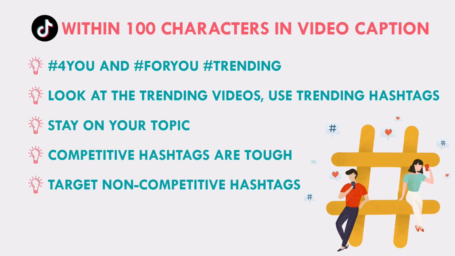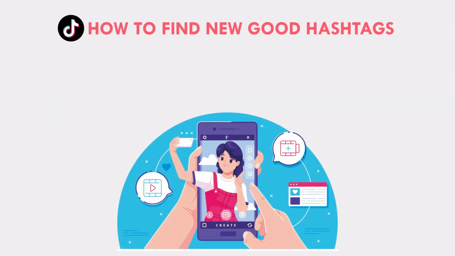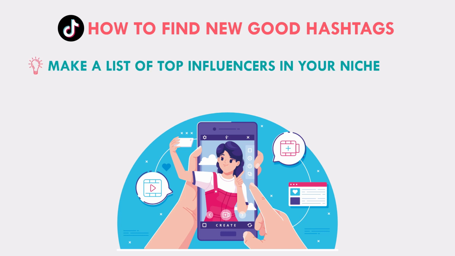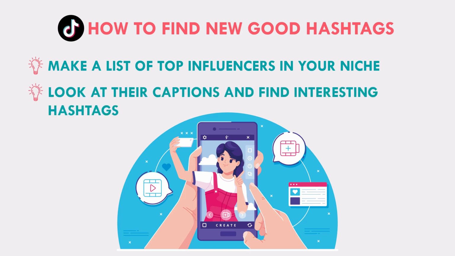Now let's talk about how to find good hashtags. And the easiest way to do it is make a list of the top influencers specifically in your topic, in your niche, because they're already using some of the good hashtags. Look at the captions of their posts. You'll find a lot of hashtags that are the competitive ones, but also a lot of the easy ones that you can also piggyback off of.